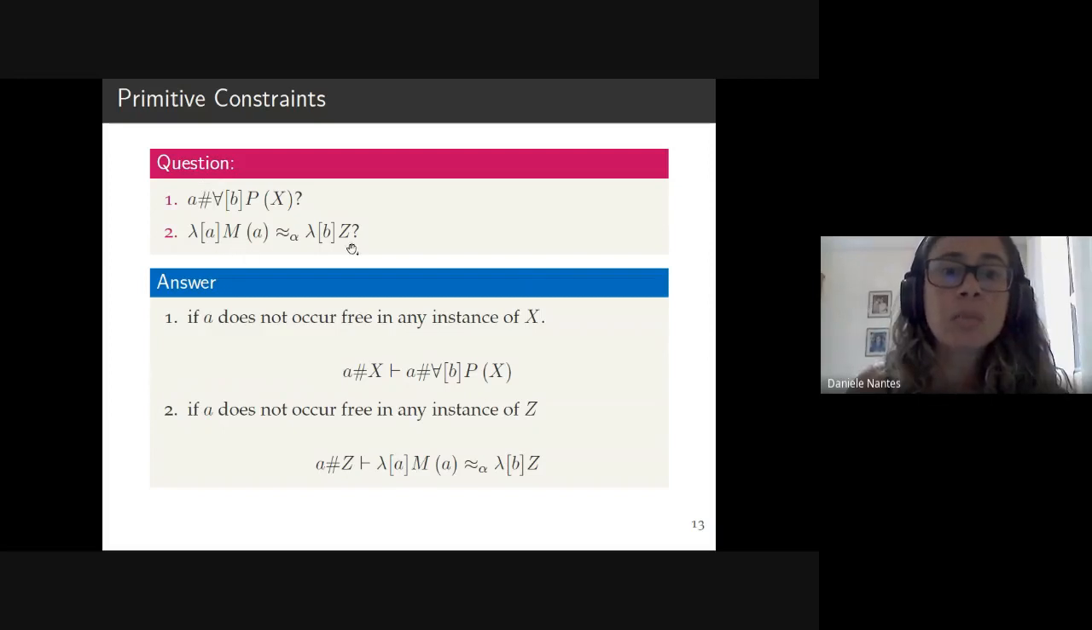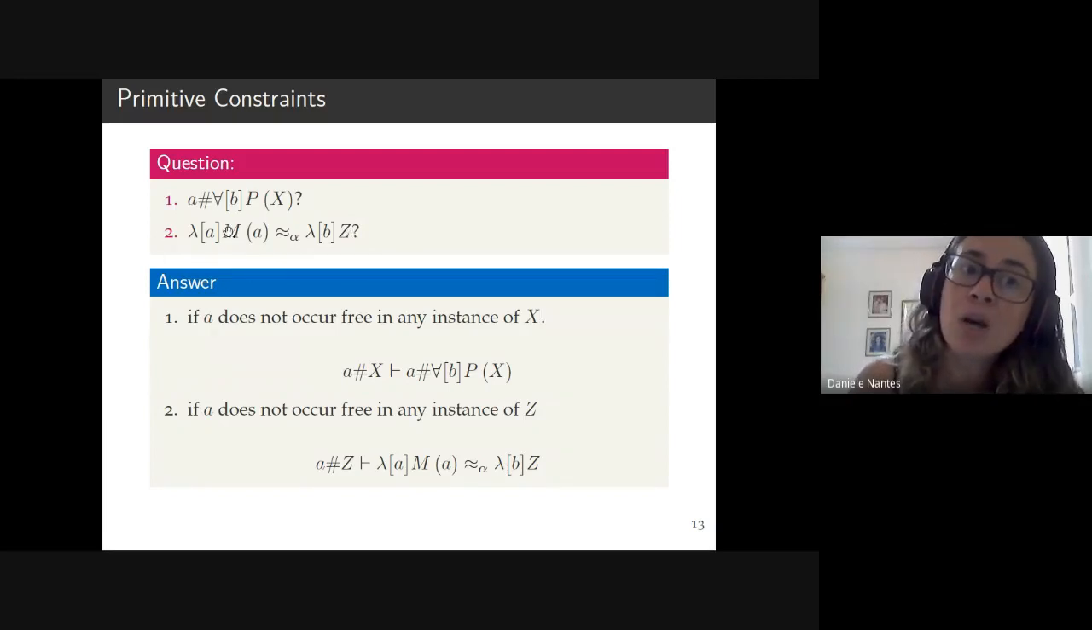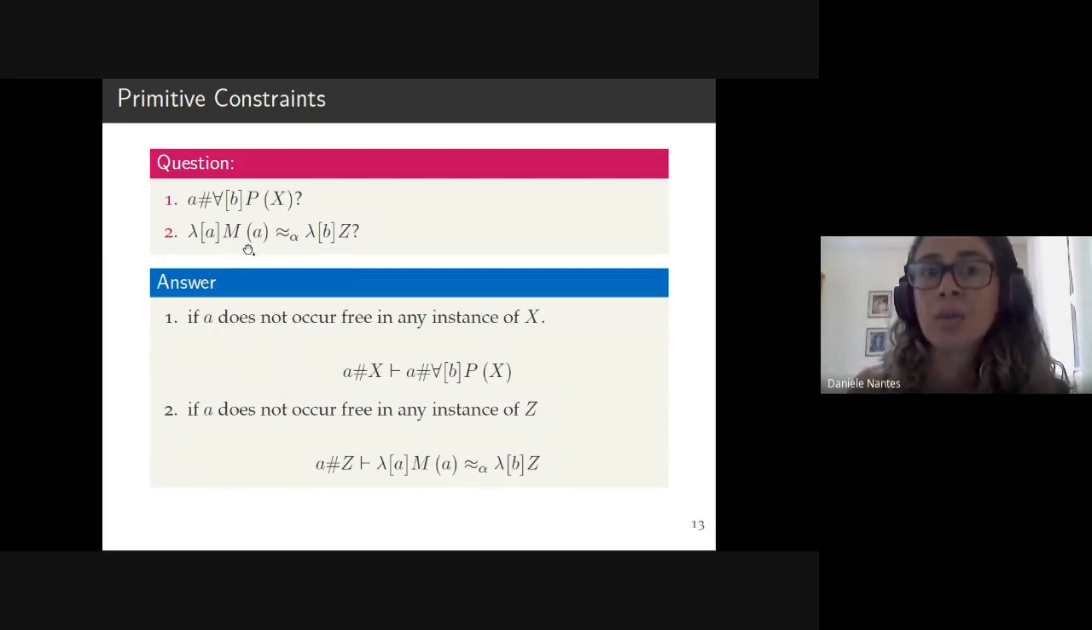And the same for these two lambda terms. Lambda A, M, this is just to say that A occurs in M, is equivalent to lambda B, Z. You need to see if A does not occur free in Z, okay? Because if it occurs free in Z, you're going to have A free in Z, but A is bound on the other side. So you have A with two different properties.